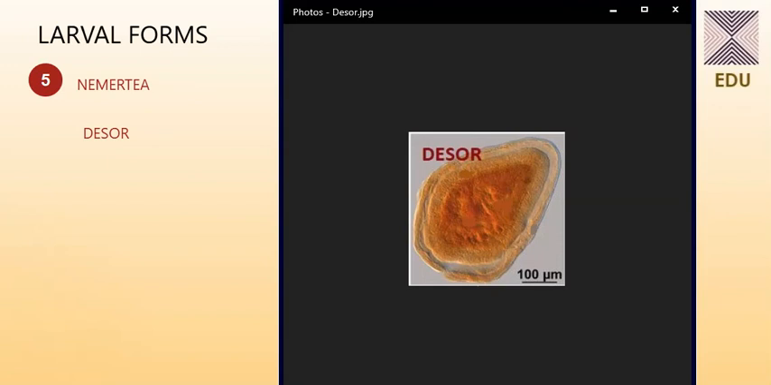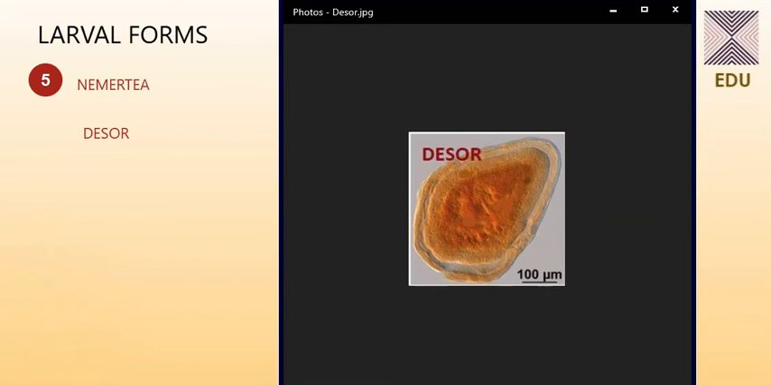This is a very important function. If we take the function of the larval epidermis in the case of the pilidium, it was feeding and dispersal of the juvenile. And here in the desor, the function of the larval epidermis is to give the direct food supply to the developing juvenile. So this is a dissimilarity. Otherwise, both the larval forms are very similar in the development aspect.